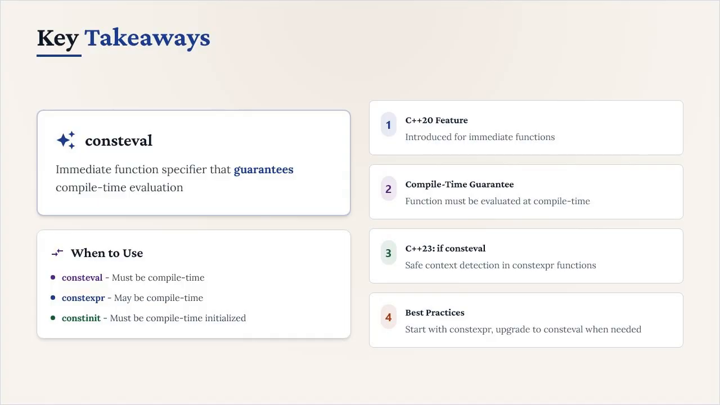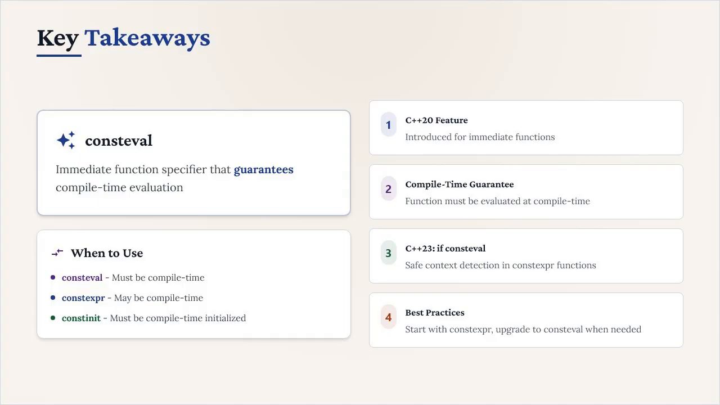C++23 introduced if consteval to help constexpr functions safely call consteval functions when in a constant evaluated context. This feature bridges the gap between the two, allowing for more flexible code that can still take advantage of consteval's guarantees when appropriate. As a best practice, start with constexpr and only upgrade to consteval when you specifically need the compile time guarantee. This approach gives you flexibility by default while still allowing you to enforce compile time evaluation when necessary.